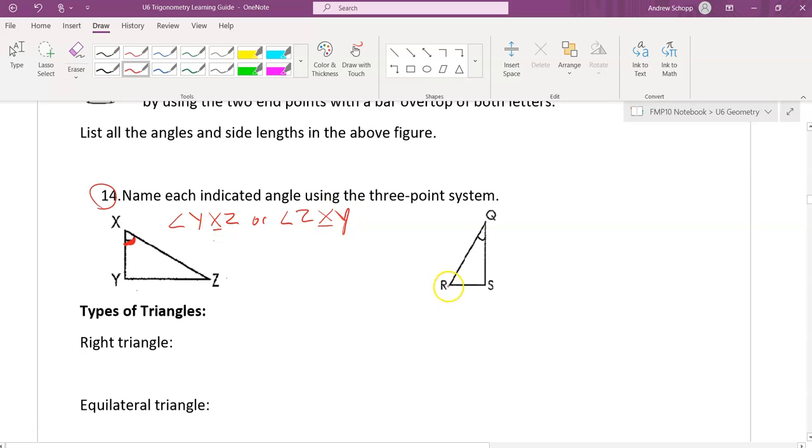On the right hand side, we have angle RQS. So starting from R, go up to Q, and then to S. This is our angle of interest here. We could also use angle SQR, both meaning the same angle.